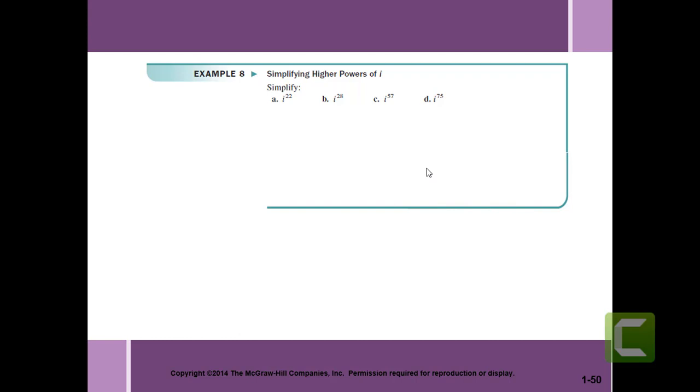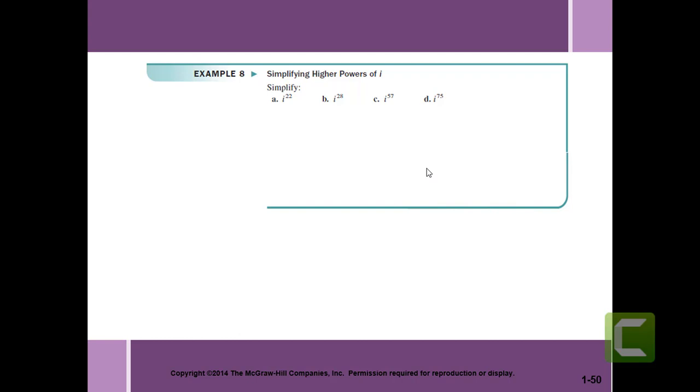And so what we could do is start using this and see about dividing. We could look at the exponent, whatever the exponent is, and say, okay, if I know that every fourth one it repeats, what happens if it's divisible by 4? If the exponent is divisible by 4, which means it has a remainder of 0, then the value is going to be positive 1. What if it's not divisible by 4, but has a remainder of 1? Well, in that case, it's going to be the same as i to the first. And so the answer will be just i.